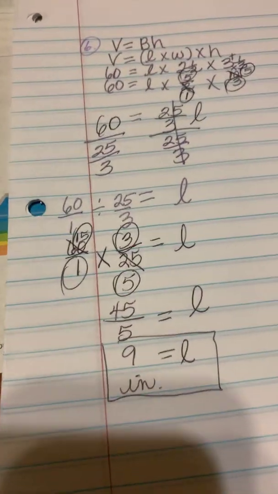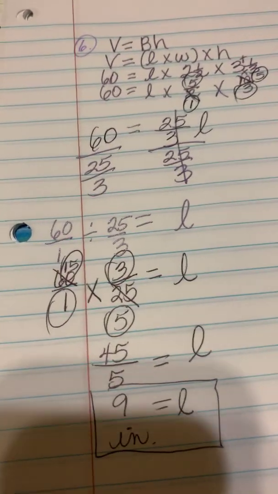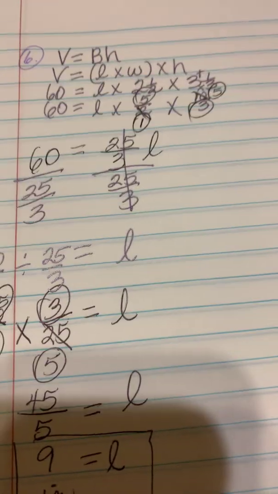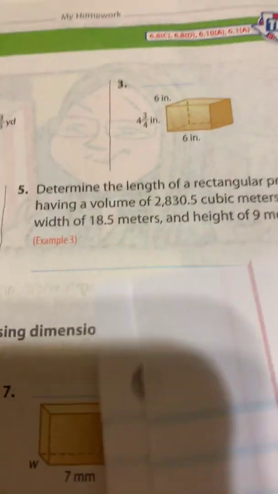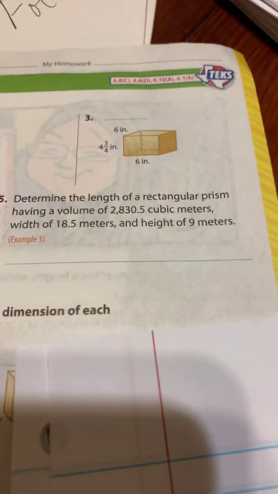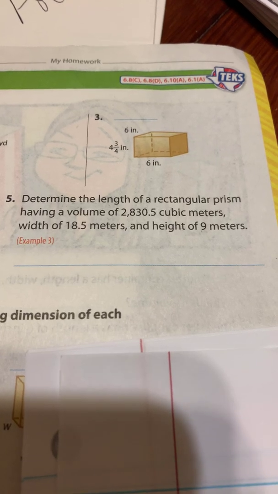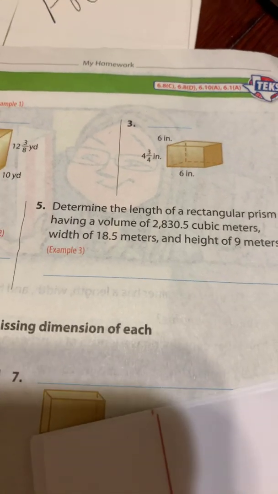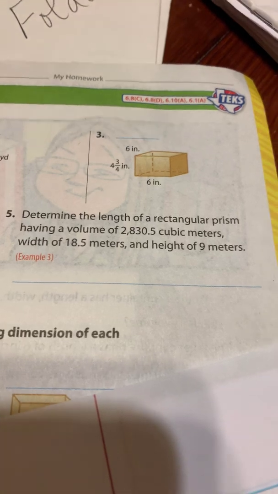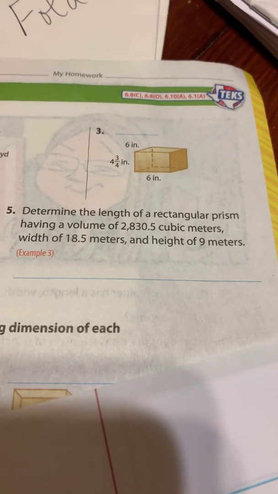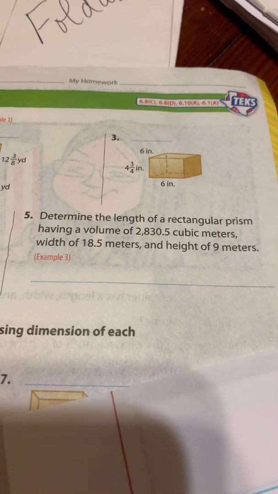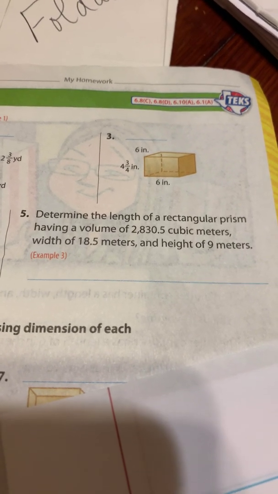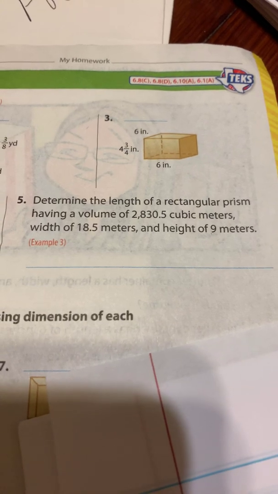The other one you had questions about was number 9. But I thought, oh, also let's look at number 5 first. Okay, so looking at number 5. Number 5 says, determine the length of a rectangular prism having a volume of 2,830 and 5/10 cubic meters, a width of 18 and 5/10 meters, and a height of 9 meters. So once again, for number 5, we're looking for the length.